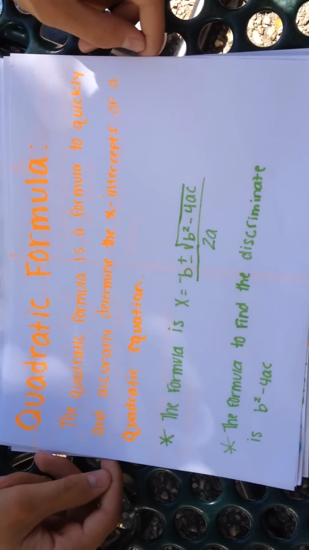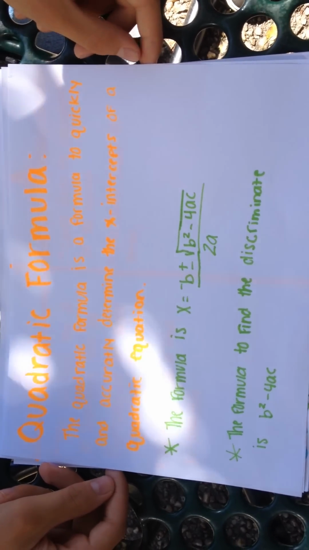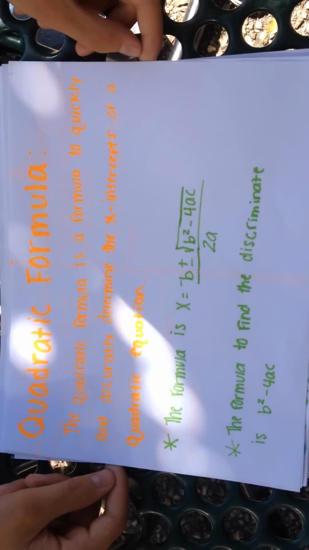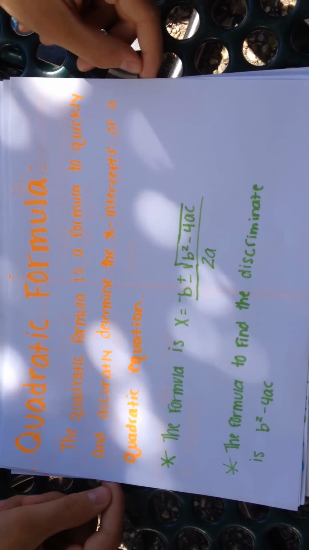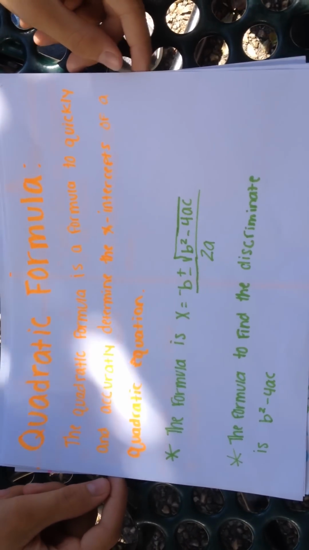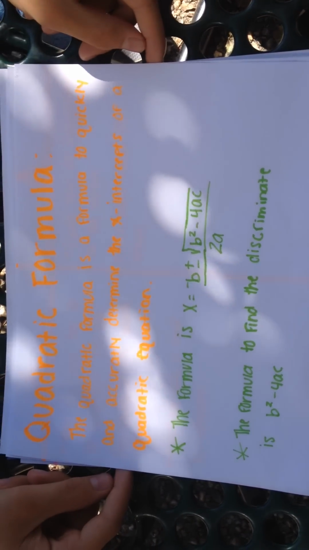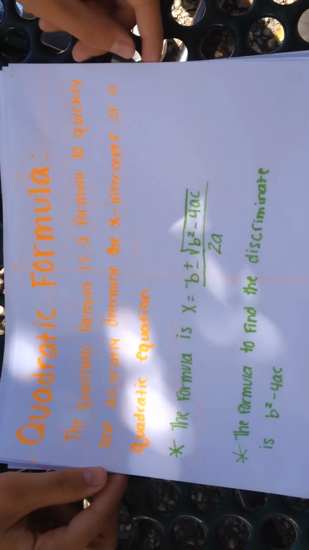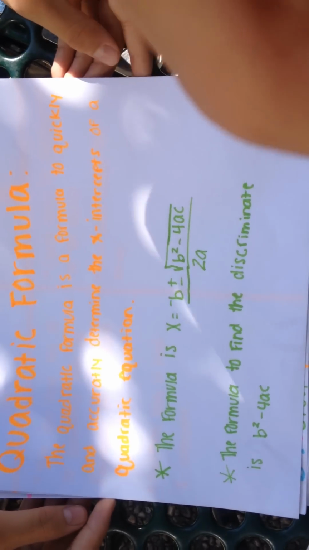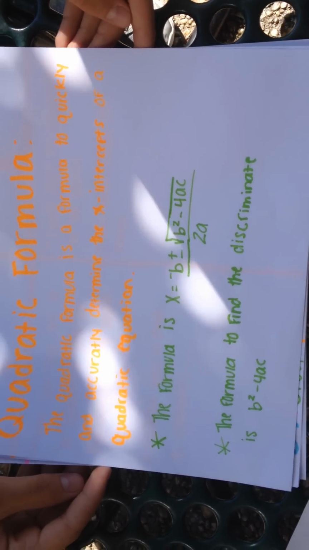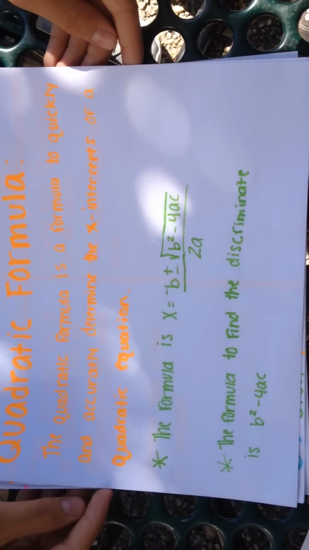The formula to find the discriminant, which comes from the quadratic formula, is b squared minus 4ac. But what would you use the discriminant for? The discriminant can be used to determine how many solutions there are without actually solving the equation. If the discriminant is negative, there are no solutions. If the discriminant is 0, there's 1, and if the discriminant is a positive number, there are 2.